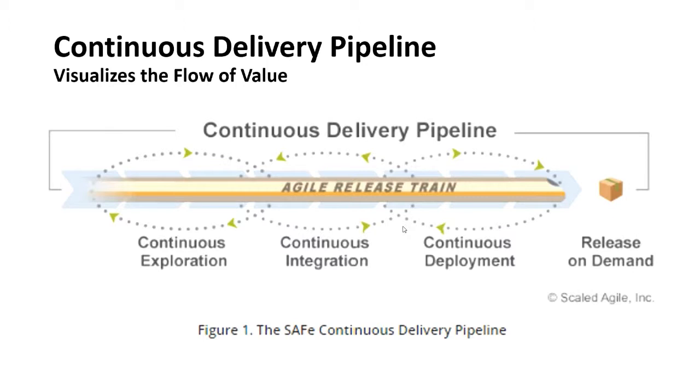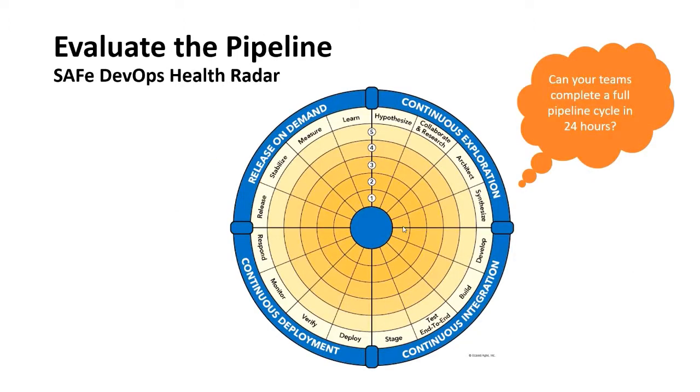And after we have visualized it, then we're going to want to evaluate it. So SAFe has this thing called the DevOps Health Radar. And as you can see here, there are the 4 major dimensions that were listed before: continuous exploration, integration, deployment, and release on demand. And then there are sub-dimensions for each of these dimensions.